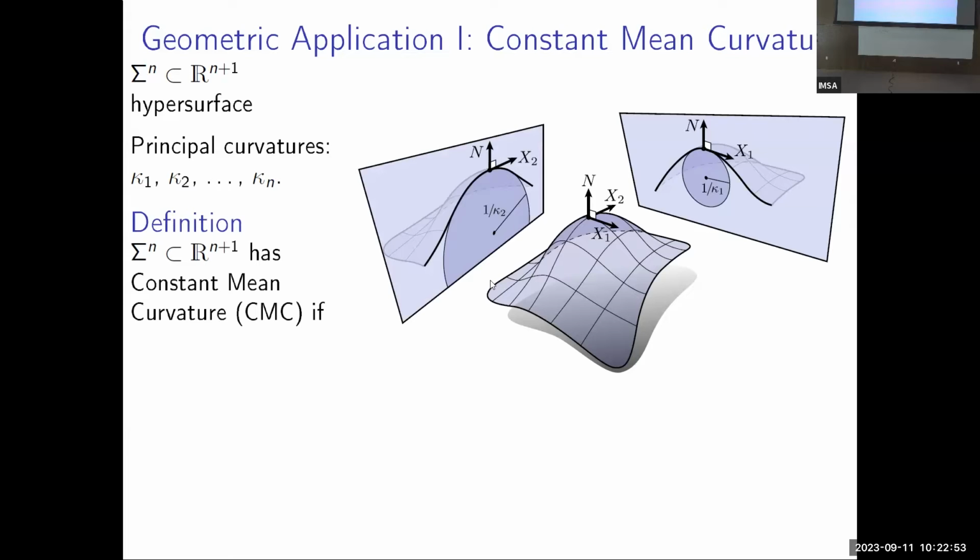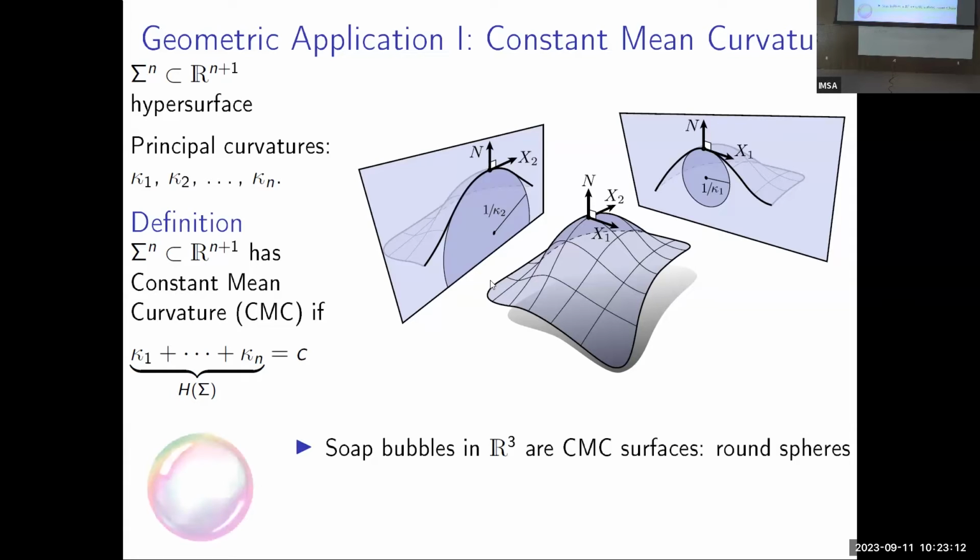The surface has constant mean curvature if the sum of all these curvatures is constant and doesn't depend on the point. Individually these curvatures may change, but their sum doesn't change. That's what's called a constant mean curvature surface, and these are very important surfaces. For instance, in R3, all the CMC embedded compact surfaces are round spheres.